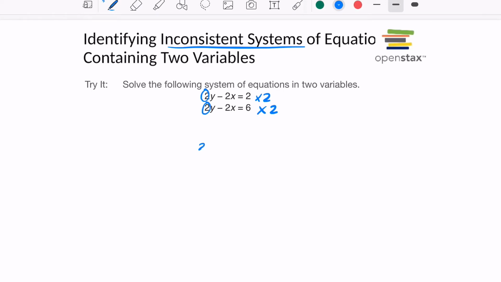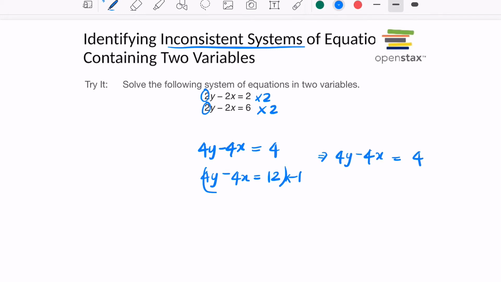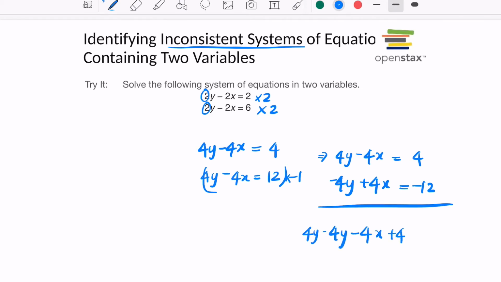You have 4y minus 4x equals 4 and 4y minus 4x equals 12. And if you multiply the second equation by -1, you get 4y minus 4x equal to 4 and minus 4y plus 4x equal to -12. So when you add both the equations, you have 4y minus 4y, minus 4x plus 4x, 4 minus 12. So plus 4y minus 4y is gone, plus 4x minus 4x is gone. So it becomes 0 equals -8.